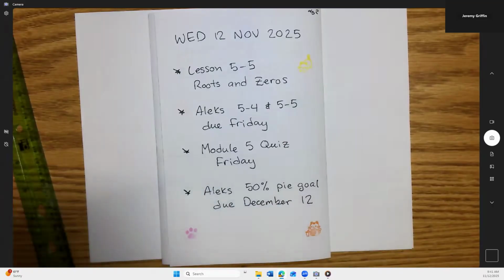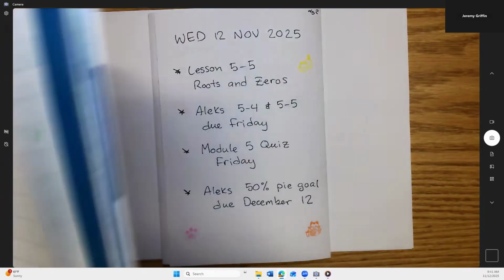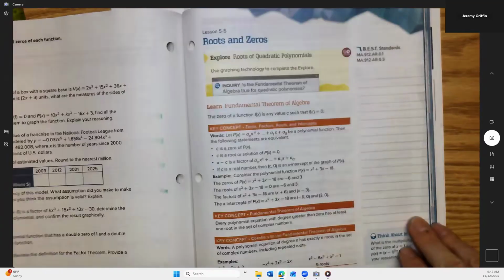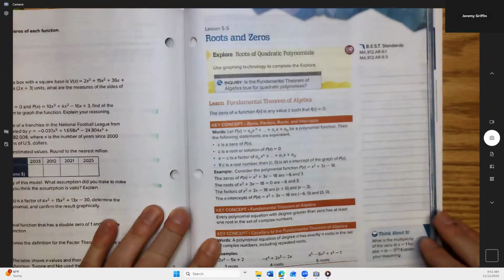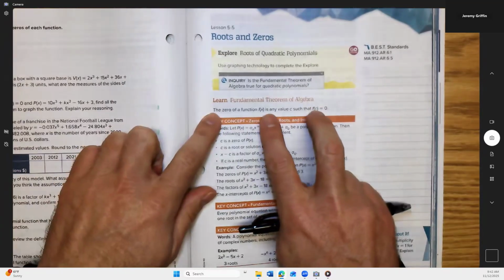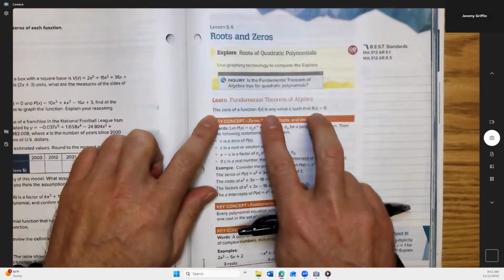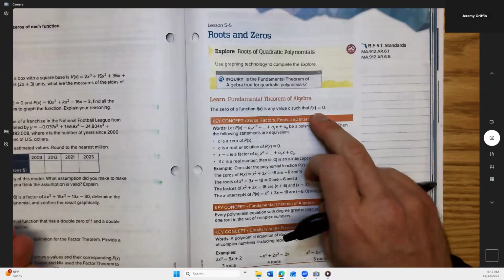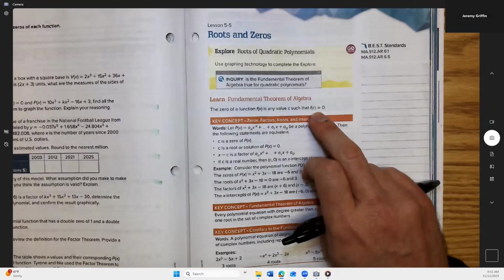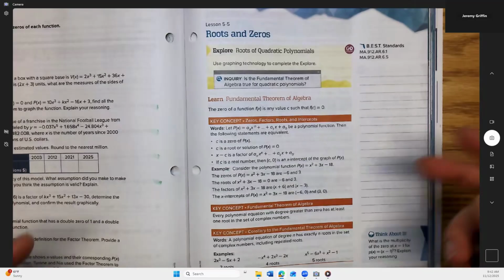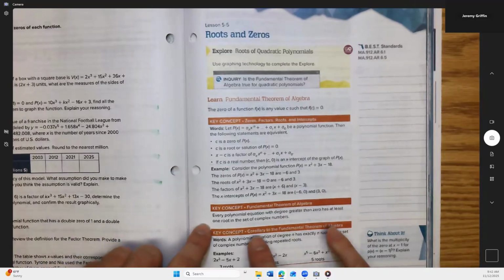So what's this Lesson 5, Roots and Zeros? Here we go. Your book mentions what's called the fundamental theorem of algebra, which says that if you have f of c equal to 0, then that would be a zero. So, for example, if f of 3 was 0, that would be referred to as the coordinate (3, 0), and that would be a zero on the graph. Okay, so we got that.